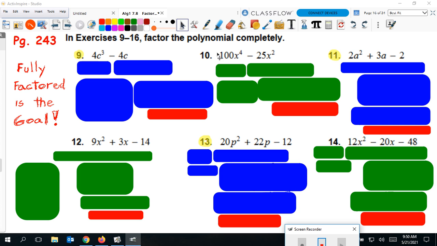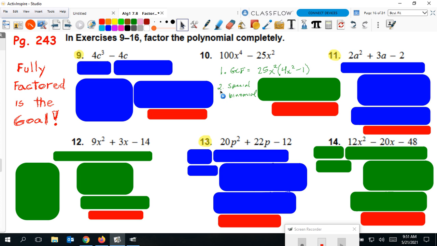So number 10 has 2 terms, but the first thing we want to look for, number 1, is GCF. We're looking for a GCF to factor out, and this one does have a GCF. So number 1, we're going to factor out the GCF. It's always the first thing. And the GCF between these two, there's definitely an x squared that can come out and 25. So 25x squared comes out, and then we have a 4x squared minus 1. And so now what we see is, since there's 2 terms, we want to see, is it a special binomial? And that is a special binomial. It is a difference of 2 squares.